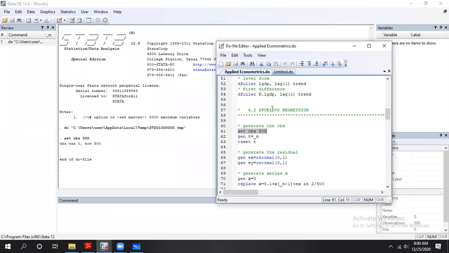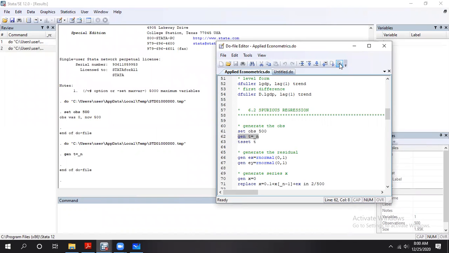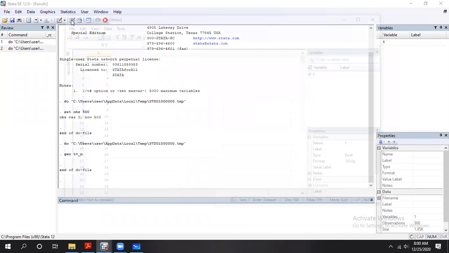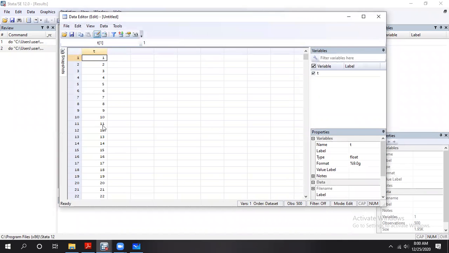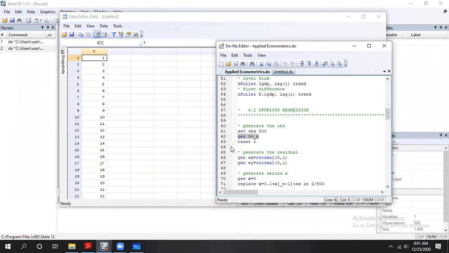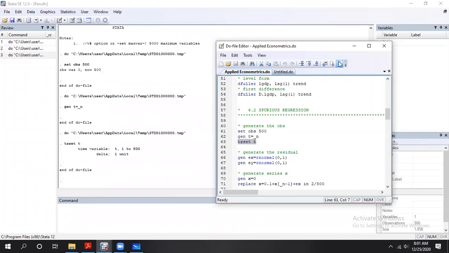And then we generate the time variable. This is how we generate the time: generate t equal to underscore n. Now look again, this is the time variable: 1, 2, 3. Now we have the variable of the time. Then we tsset for the time variable. We have 1 to 500.